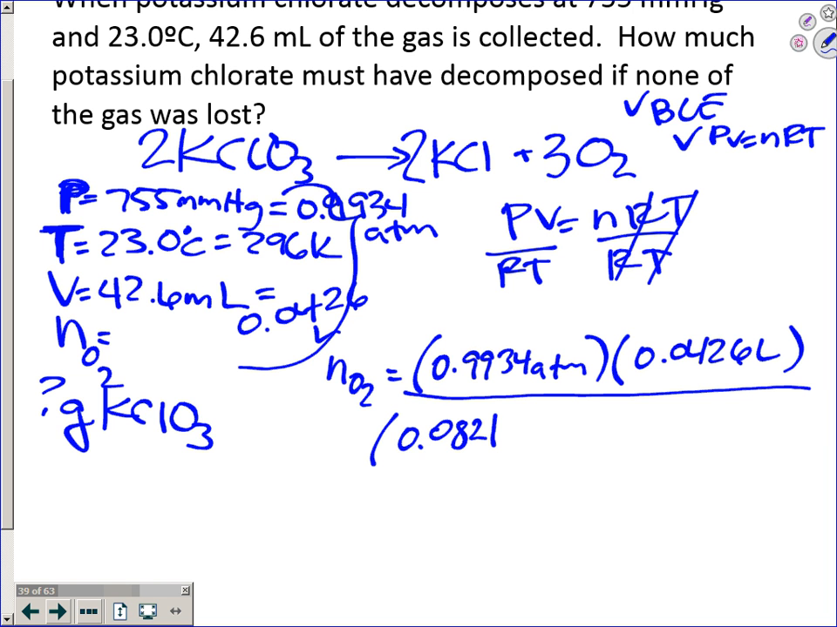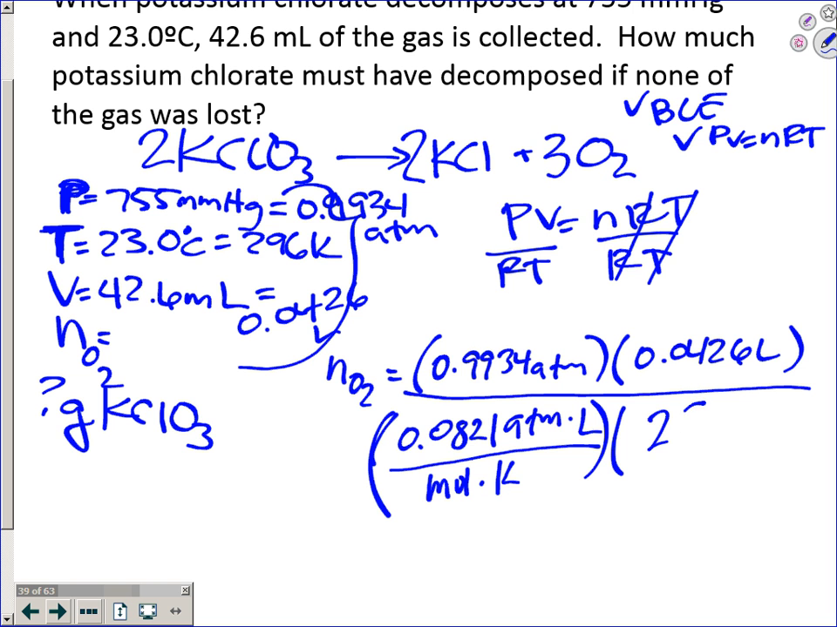0.0821 atmospheres times liters over moles times K. Woo! All right, hot dog is a big one. All right, and then temperature: 296 Kelvin. All right, everybody cancel your units.